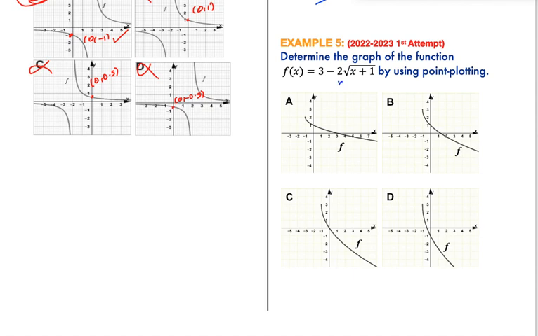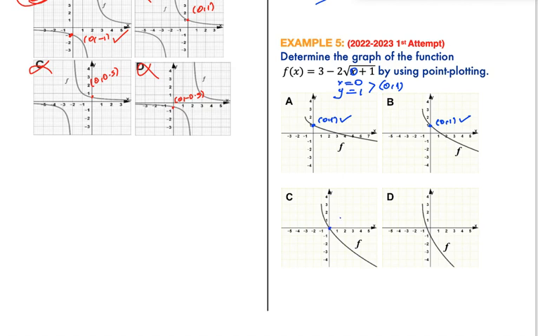So when I give 0 to x, what happens to the y? 0 plus 1 is 1. 1 times 2 is 2. 3 minus 2 is 1. So my point when I give 0 is 0, 1. I am looking for 0, 1 in the options as a point. 0, 1. Okay, that's true. It may be our answer. Option B may be our answer.